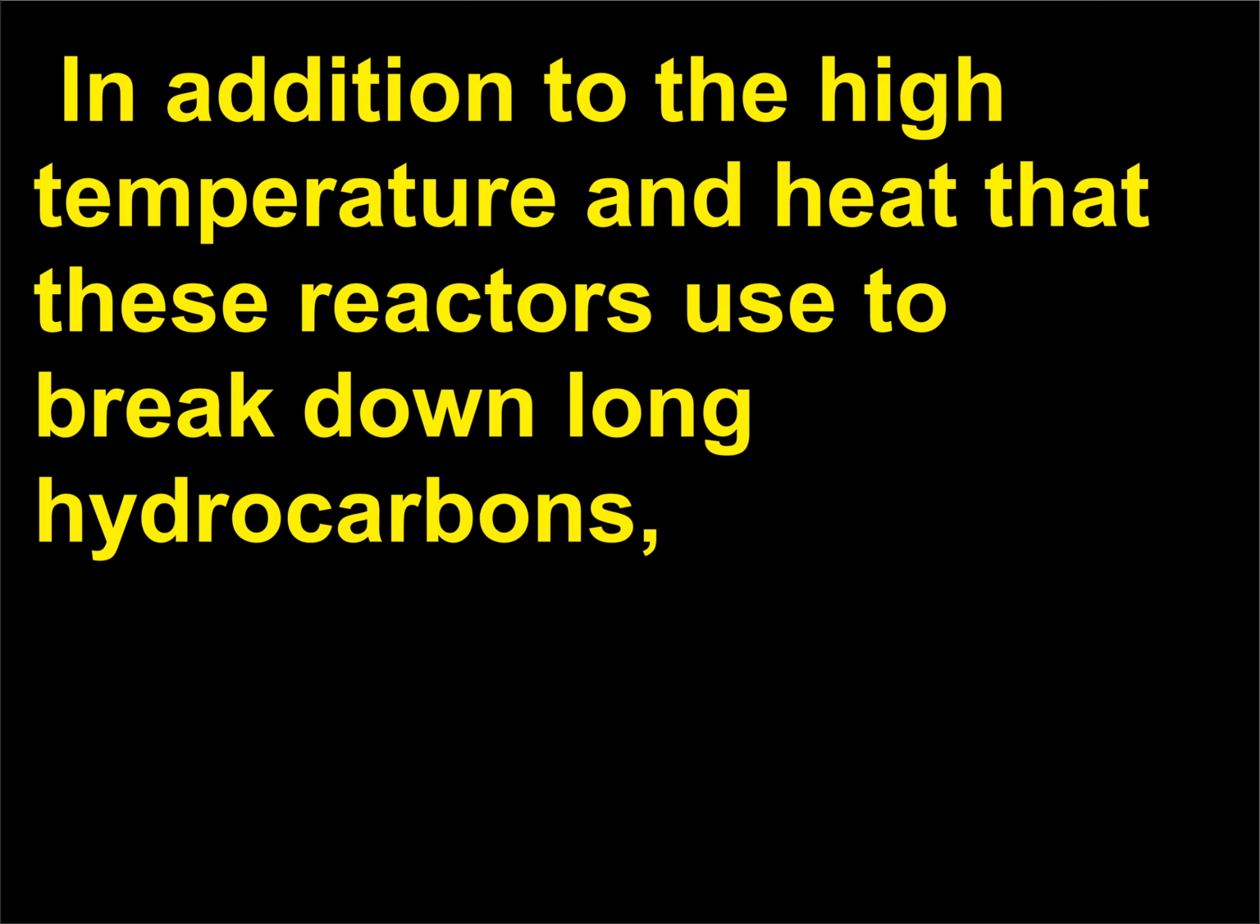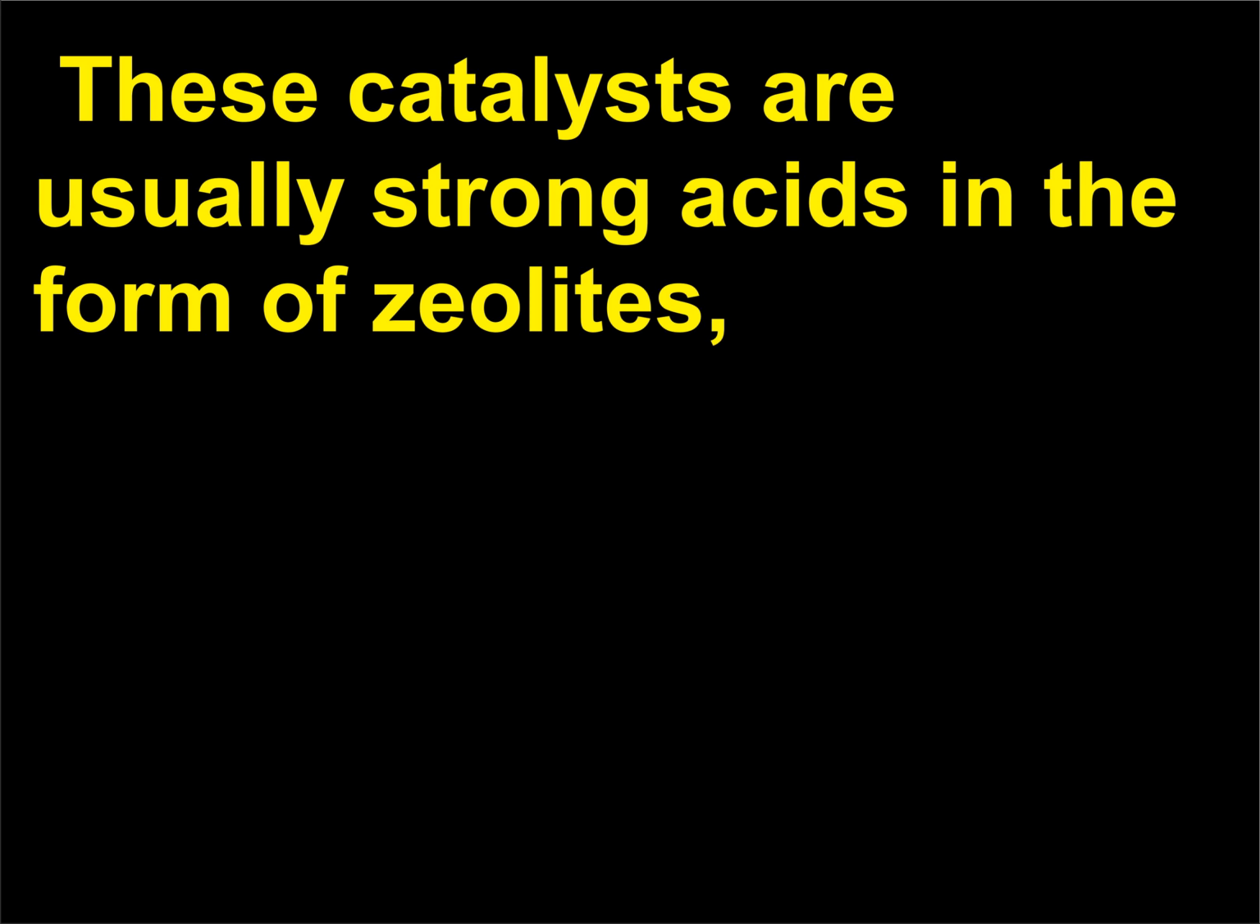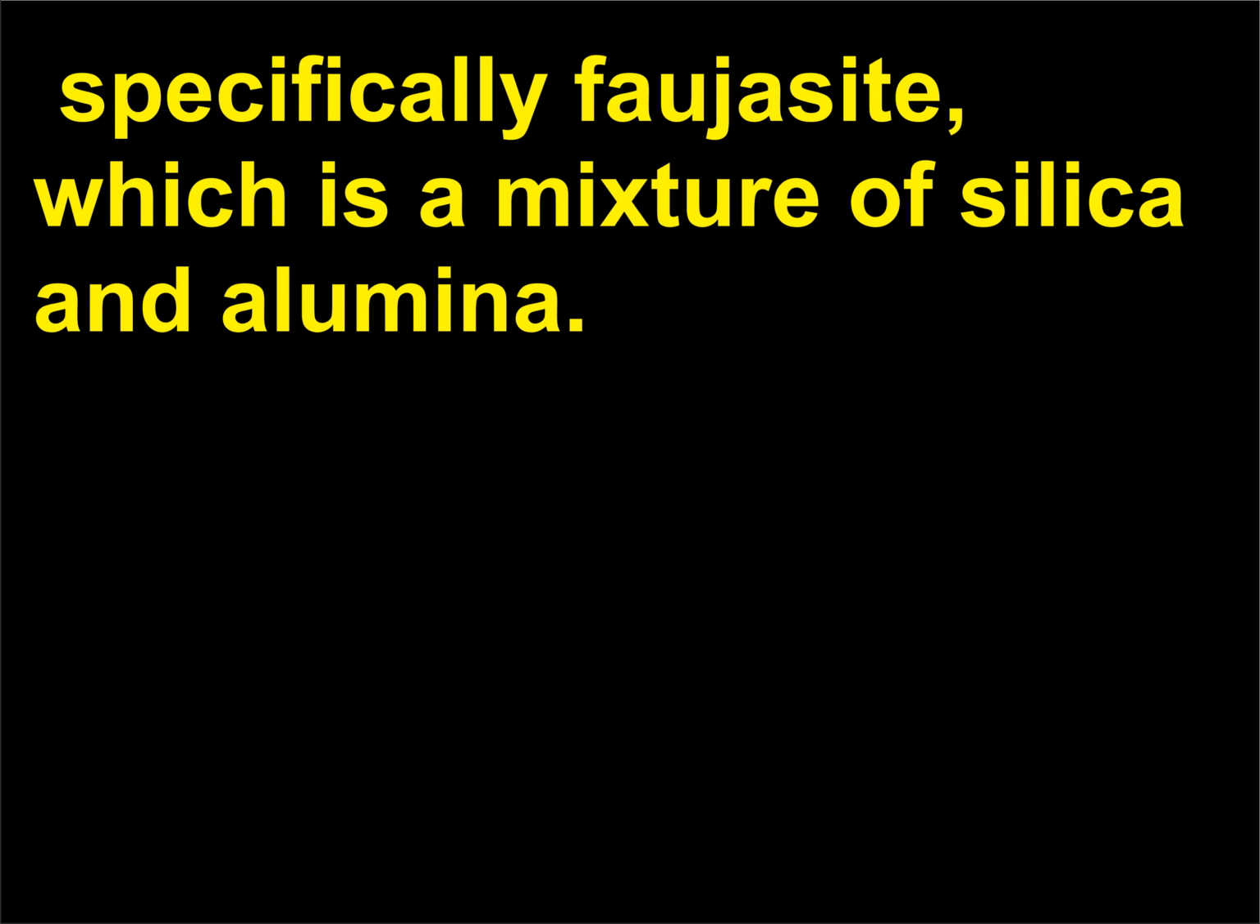In addition to the high temperature and heat that these reactors use to break down long hydrocarbons, there are catalysts used to help speed up the process. These catalysts are usually strong acids in the form of zeolites. Specifically faujasite, which is a mixture of silica and alumina.